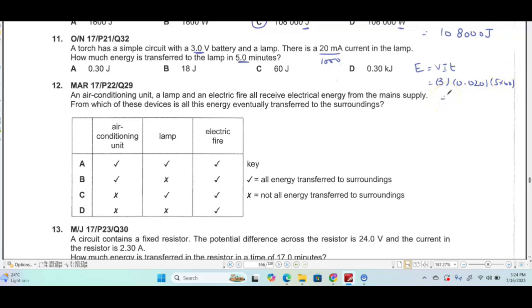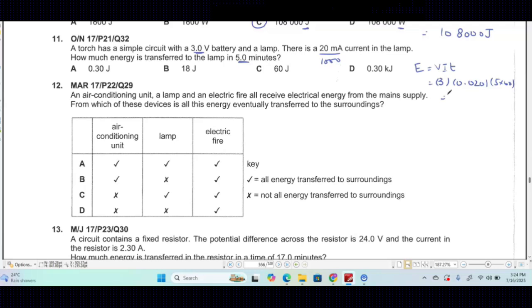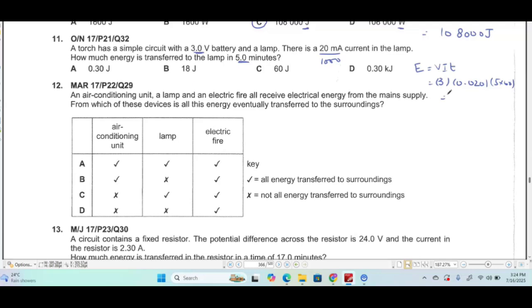So when we solve this and calculate it, our answer is going to be... Let me just solve it on my calculator. It's going to be 18 joules. Okay, so B is the correct option.